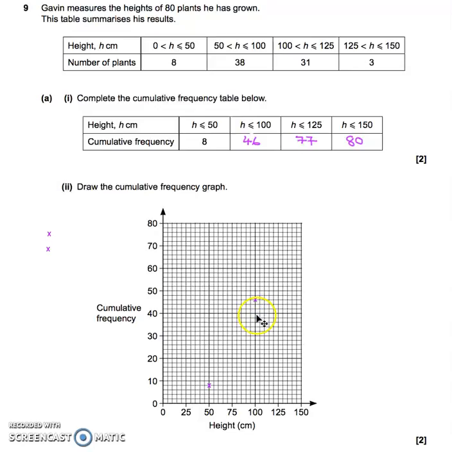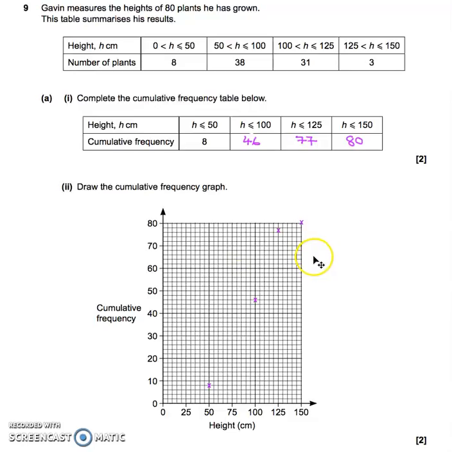Plot that as accurately as I possibly can. And the next cross is 125 and at 77. So 77 is all the way up here. There's 70, 2, 4, 6, 7. Got that there. And the last cross that I'm going to plot is 150 and 80, so right in the very corner.